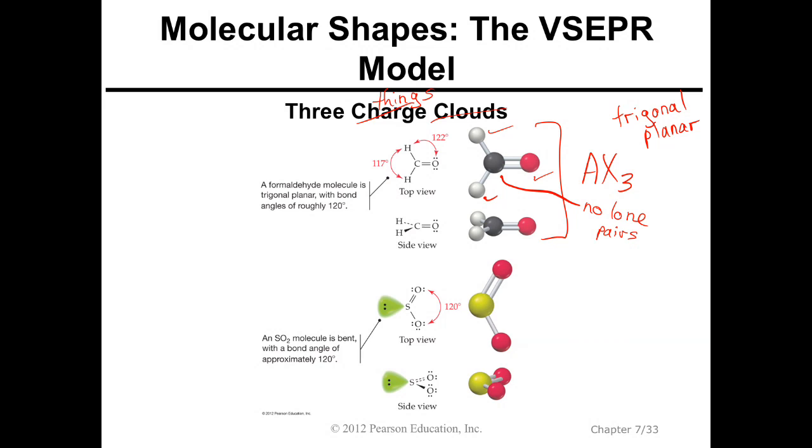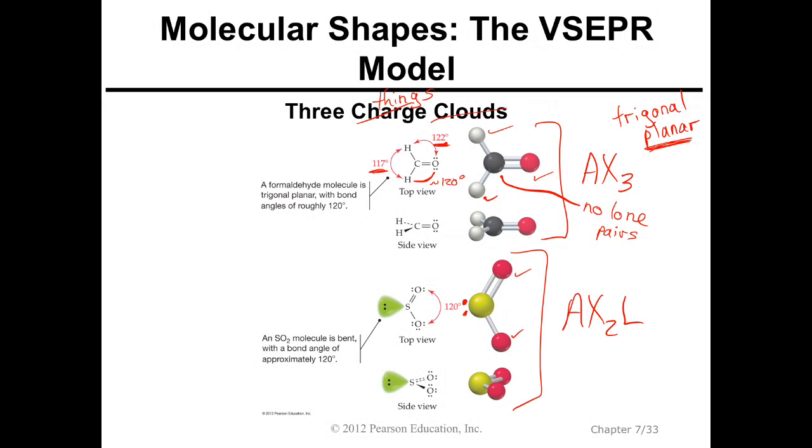A way to describe that is pretty well like a triangle, where all of these angles are around 120 degrees. They'll vary a little bit, so 122, 117, but it's pretty well just like a triangle. And it's all on the plane of this paper too, so that's why it's trigonal planar. Now you still have three things around a center, but one of those things is a lone pair. You could call it AX2L, where now you've got two atoms around a center and a lone pair.